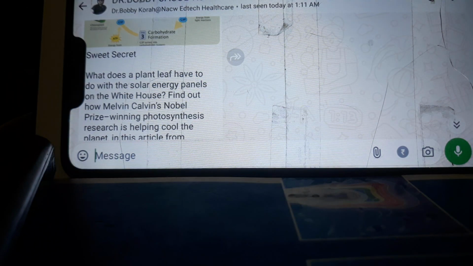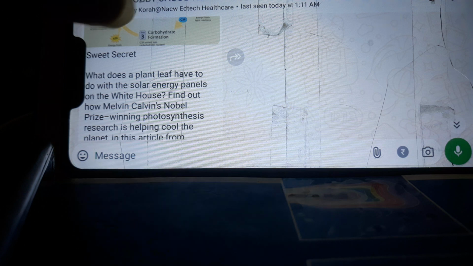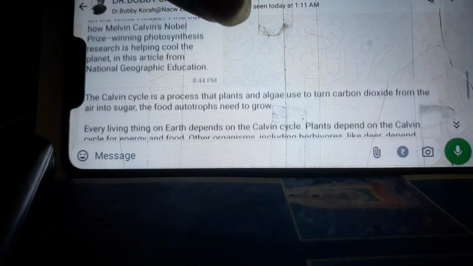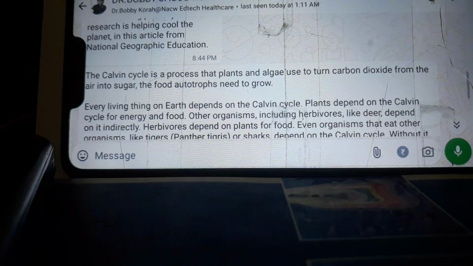It's a sweet secret. What does a plant leaf have to do with the solar energy panels on the White House? Find out how Melvin Calvin's Nobel Prize-winning photosynthesis research is helping cool the planet in this article, which is from National Geographic Education, which I've just copied over for all of you to understand. Now let me read it out for you.